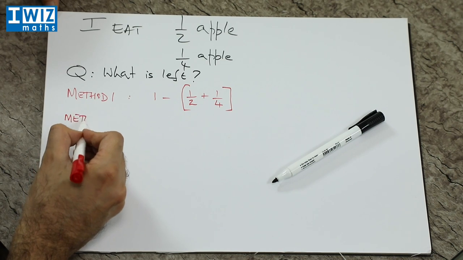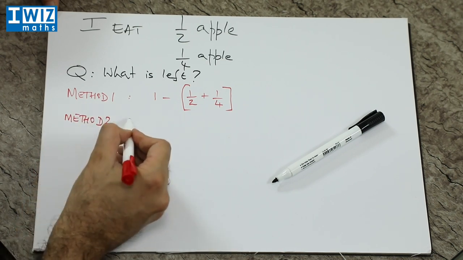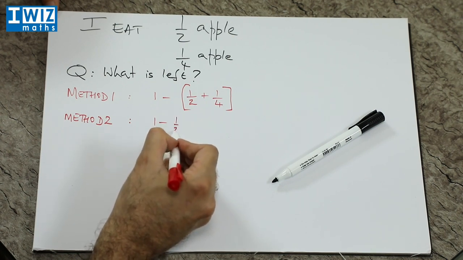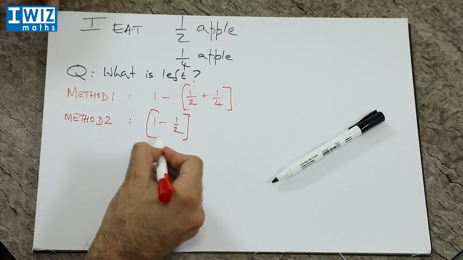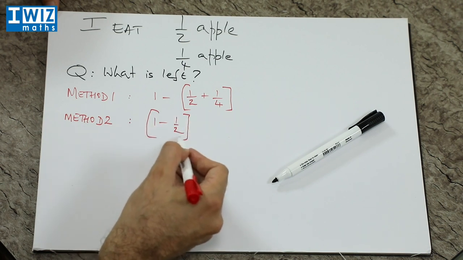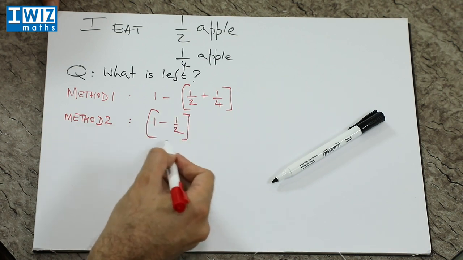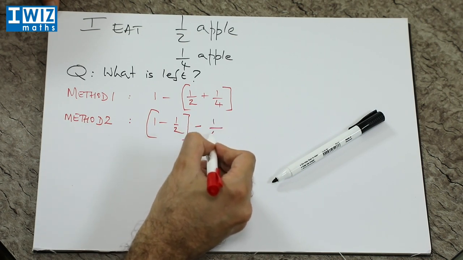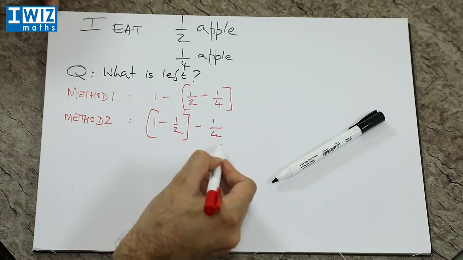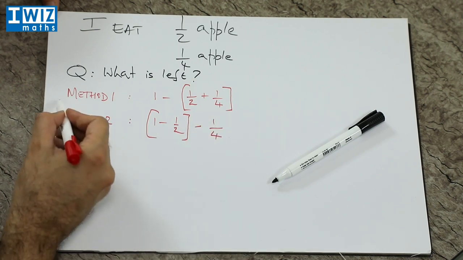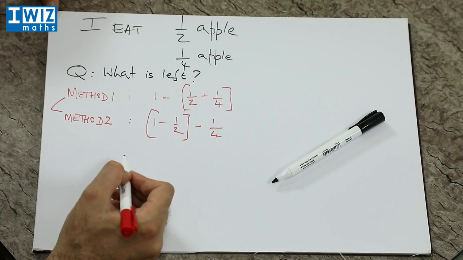Method number two is to say that I first remove the amount that I ate before lunch. So I've eaten half the apple before lunch, so I remove that from the whole, and then from whatever is actually left, I remove the fraction of the apple that I had after lunch. So these are the two broad ways that you can tackle this problem.